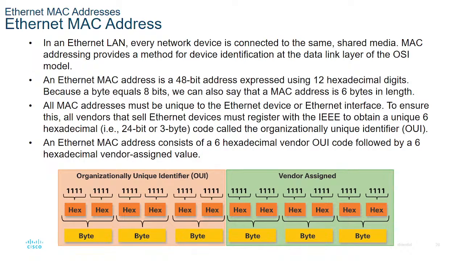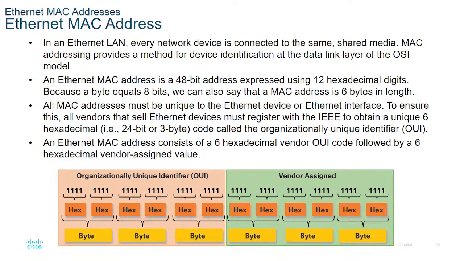So in an Ethernet local area network, every network device is connected to the same shared media. The MAC addressing provides a method for device identification at the link layer of the OSI model. An Ethernet MAC address is a 48-bit address represented in 12 hexadecimal digits because 1 byte is equal to 8 bits. We can also say a MAC address is 6 bytes in length. All MAC addresses must be unique to an Ethernet device or Ethernet interface, and to ensure this, all vendors that sell devices must register with IEEE to obtain a unique 6-digit hexadecimal code called an organizationally unique identifier.